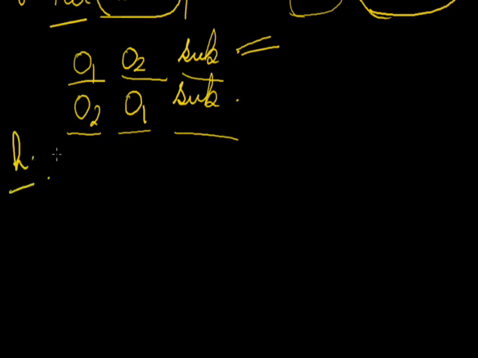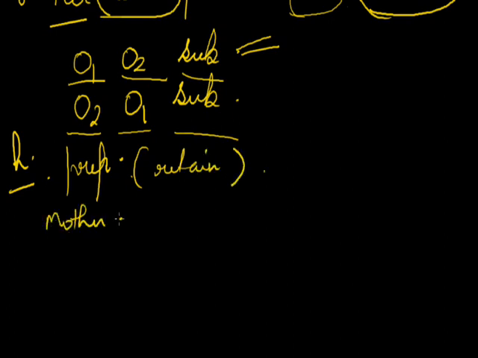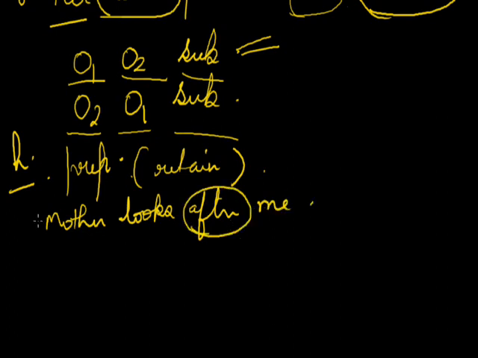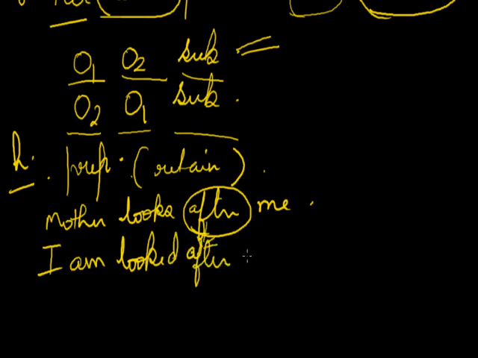Next is, if a verb is followed by a preposition, retain it when changed into passive voice. You need to retain it. "Mother looks after me." So here "after" is a preposition. Now if I convert it into a passive sentence: "I am looked after." So I need to maintain the preposition, that is, I need to repeat it again in the passive sentence, followed by "by mother."